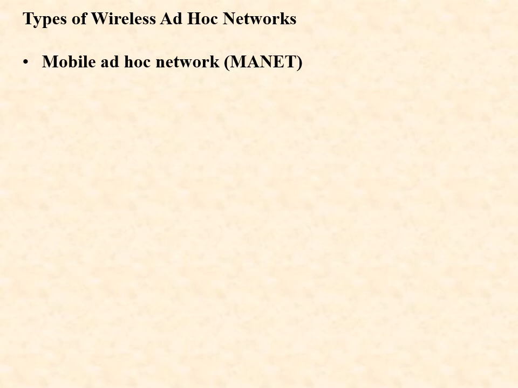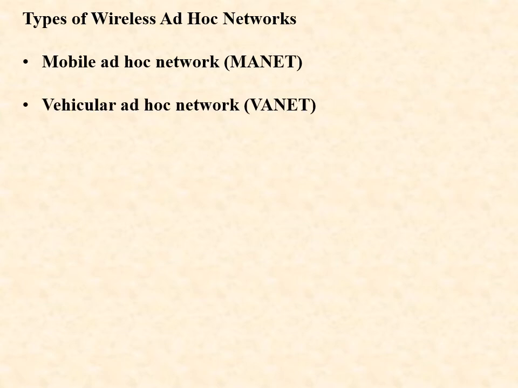The types of ad hoc wireless networks. Wireless ad hoc networks are categorized into different classes. They are mobile ad hoc network, in short MANET. It's an ad hoc network of mobile devices. Vehicular ad hoc network, in short VANET, used for communication between vehicles. Intelligent VANETs use artificial intelligence and ad hoc technologies to communicate what should happen during accidents.